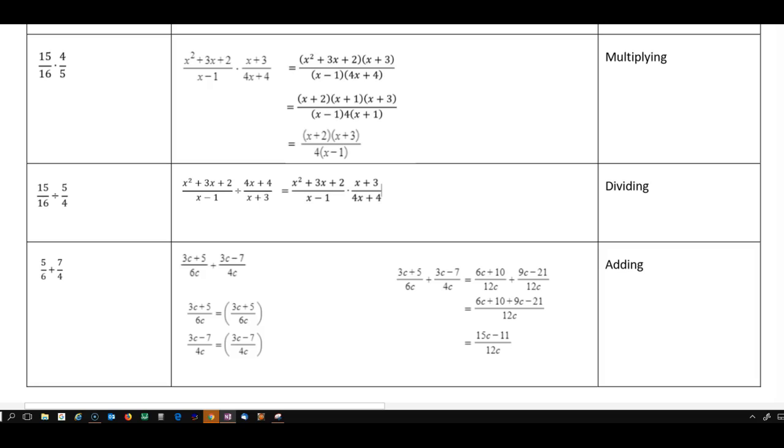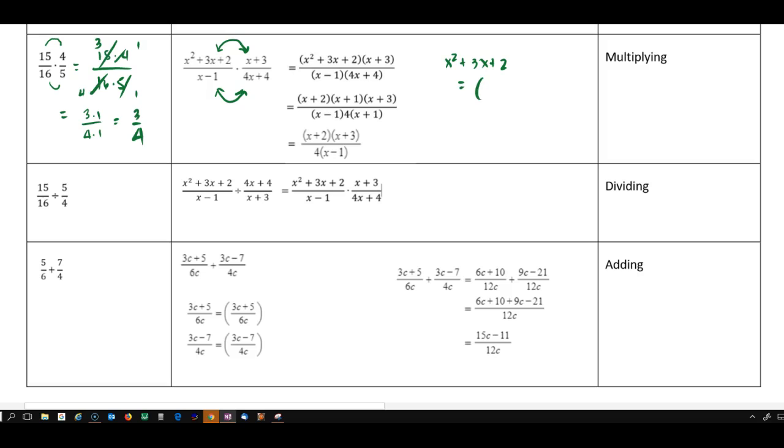Multiplying rational expressions also works the same way as multiplying fractions. Multiply across numerator and across denominator, and then cancel common factors. So for this product of rational expressions, you multiply across numerator, across denominator, and then factor out what you can factor.